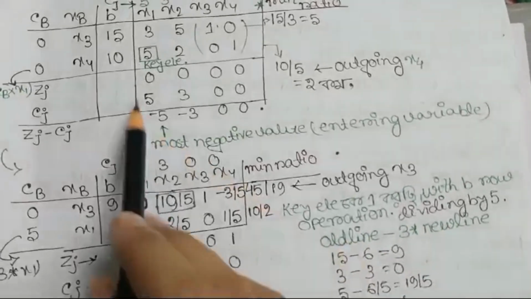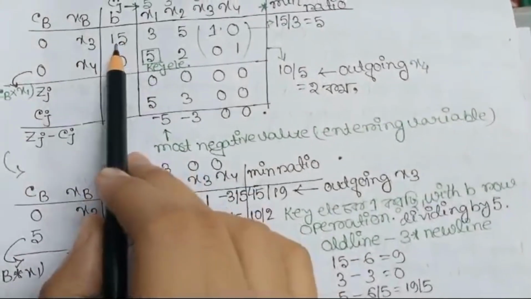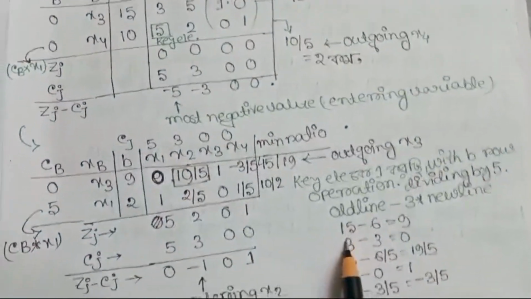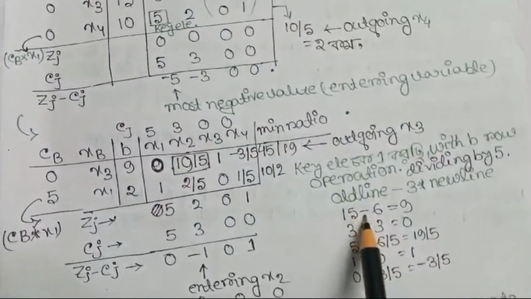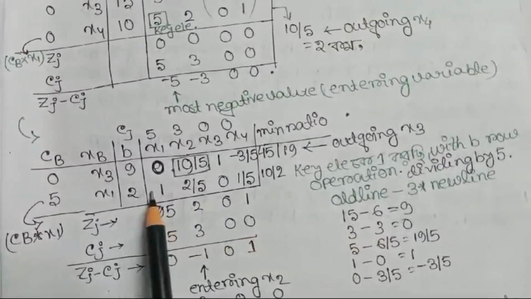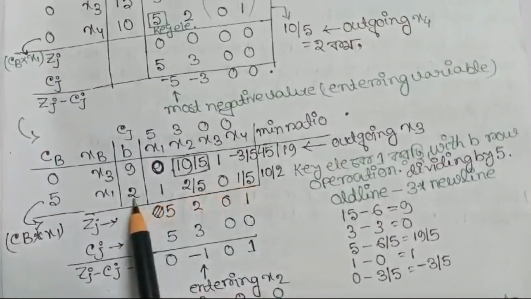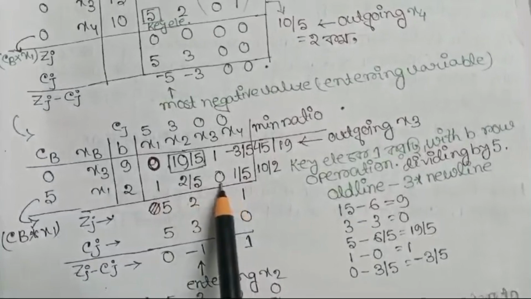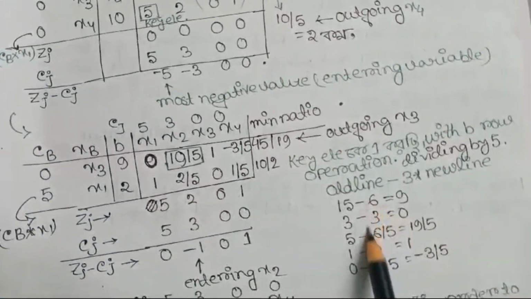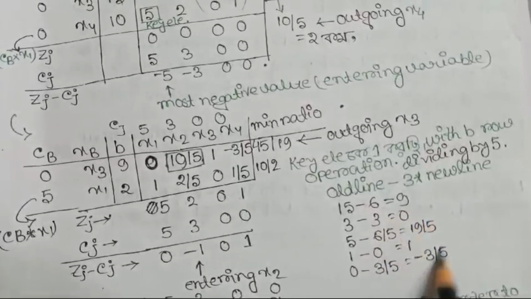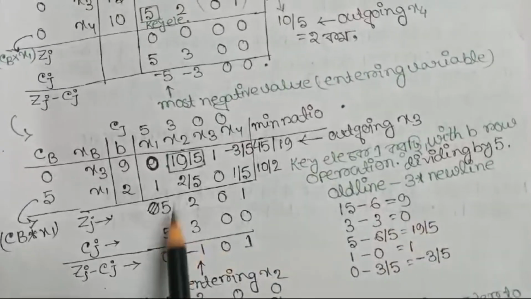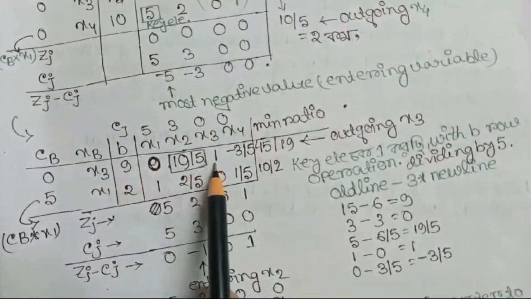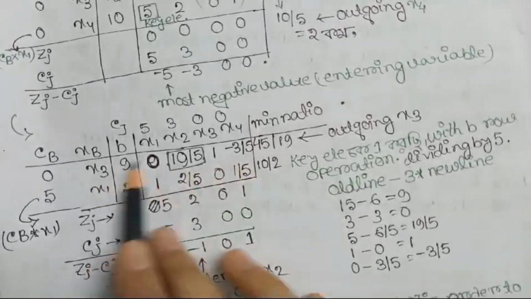So here the old line is 15 3 5 1 0. I have written here 15 3 5 1 0, and we are multiplying 3 with this new line, that is 6 3 6 by 5 0 3 by 5, and we are subtracting these values. We are getting these values and we are writing these values here. 9 0 19 by 5 1 minus 3 by 5, like this.